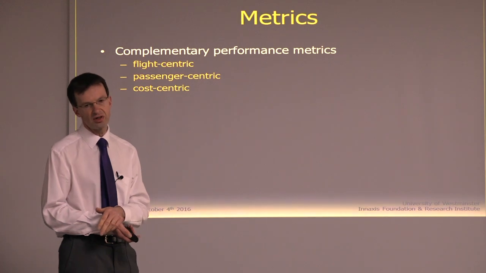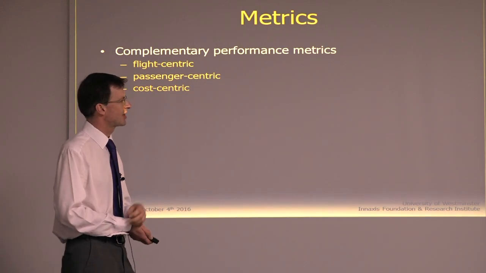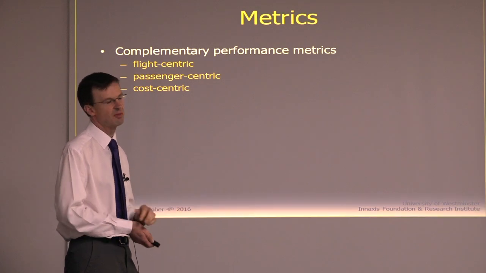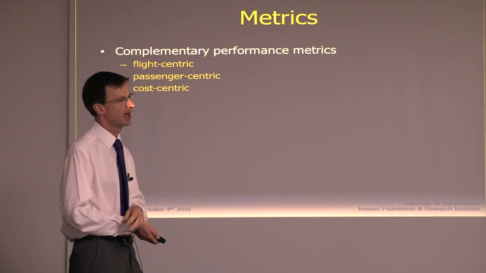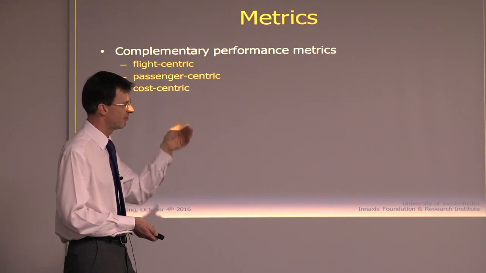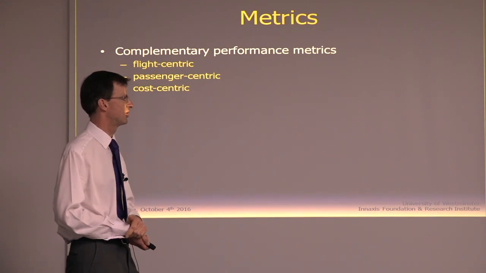We have passenger-centric metrics, like the average delay of a delayed passenger, because as we've demonstrated before and has been demonstrated in the literature, the average delay of a passenger is not the same as the average delay of a flight. So we need to look at them both because they're not the same thing.